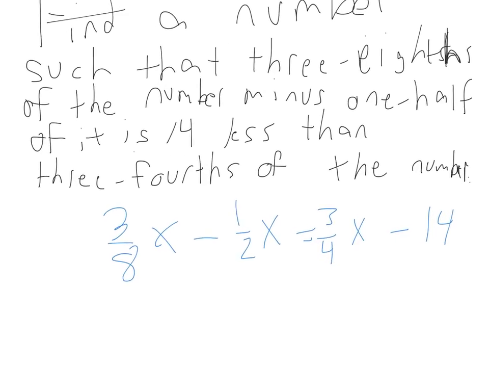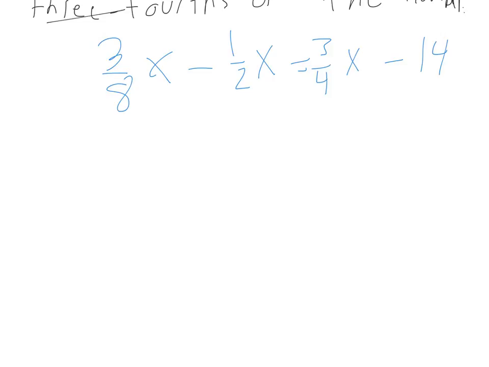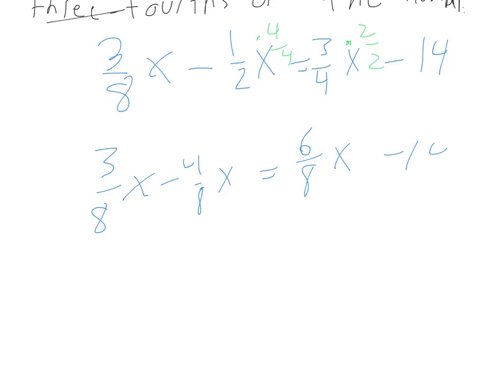Now you need to figure out how to solve this. I would recommend getting all the fractions into a common denominator. The lowest common multiple of 2, 4, and 8 is 8. So for this one, if you multiply the top and the bottom by 4, you get 4/8x, equals, and if you multiply this by 2/2, you get 6/8x minus 14. So 3/8 minus 4/8 is negative 1/8x equals 6/8x minus 14.